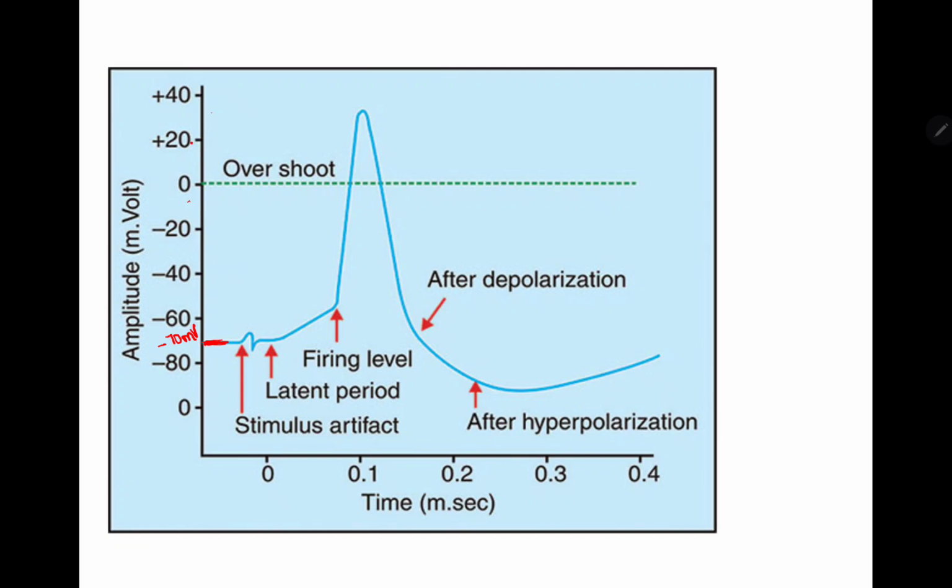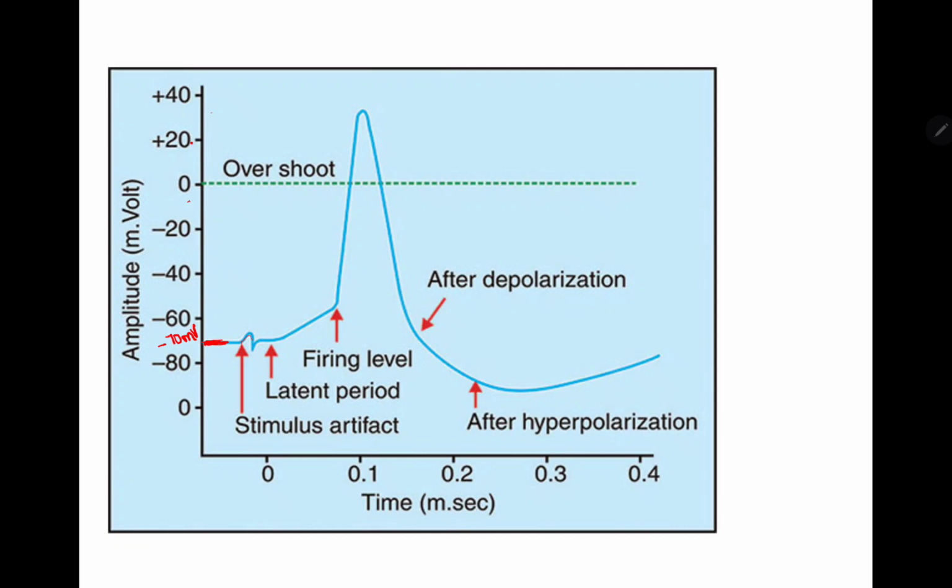This is the stimulus artifact. It is nothing but the tiny blip when you zap the nerve. You can see this tiny blip when you zap the nerve.